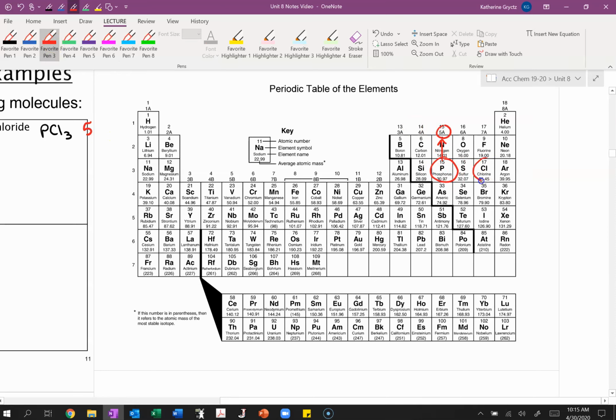We're going to go find chlorine, and it has 7, but there are 3 of them. So we're going to multiply that 7 by 3. So total I have 5 plus 21. I have 26 electrons that I get to draw. You need to decide that first.